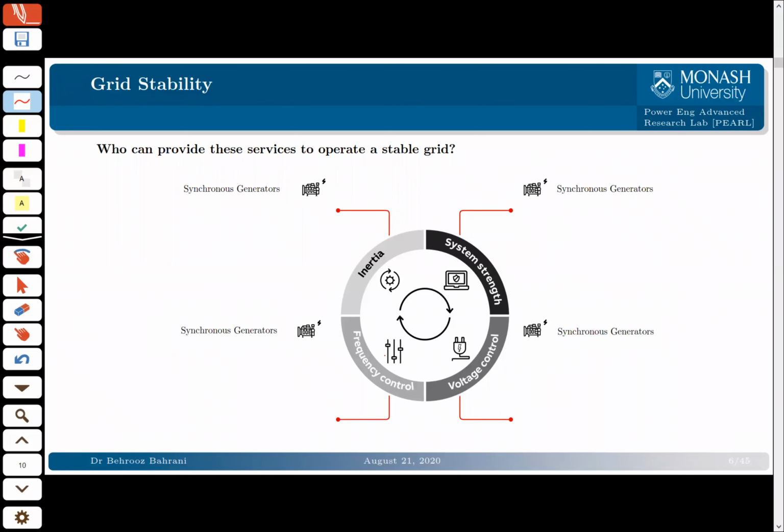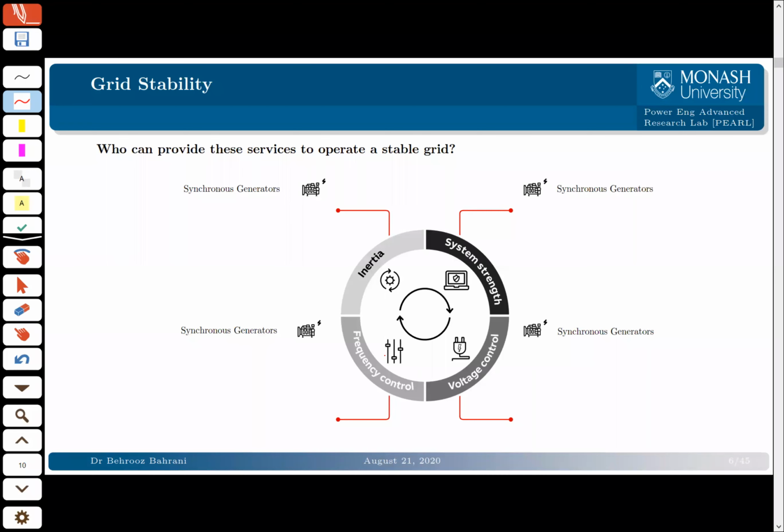Traditionally, synchronous generators would give us all of these things. Like 20, 30 years ago, when we didn't have much of these converter connected generation, we didn't have any issues really. It was all planning and how to deal with uncertainties, but not much of stability issues from the grid strength point of view. But now that we are replacing all of these synchronous generators with converter connected or power electronic connected generators, we are having all sorts of issues.